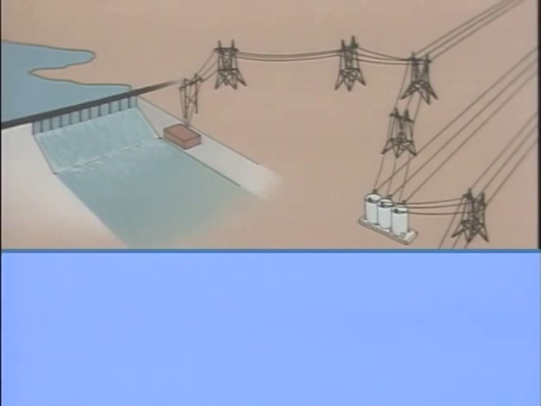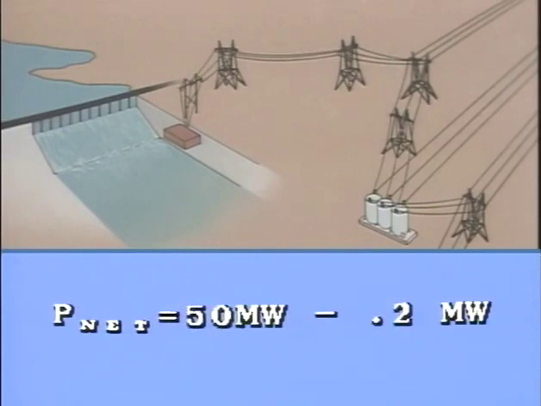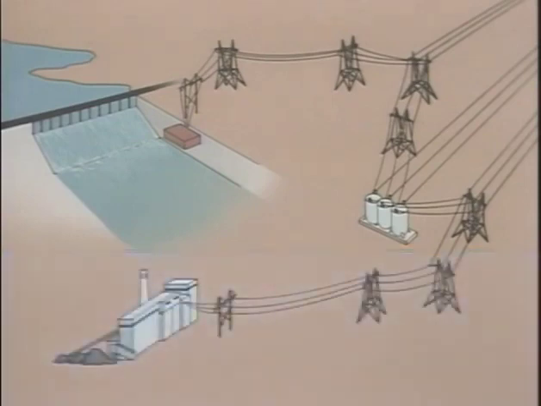The net power at the distribution station can be determined by taking the power transmitted and subtracting the power loss. So if the power in the phase is 50 megawatts and there's a power loss of 0.2 megawatts, the distribution station receives 49.8 megawatts of power.